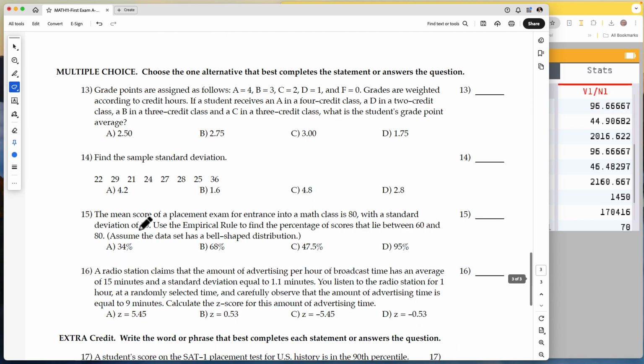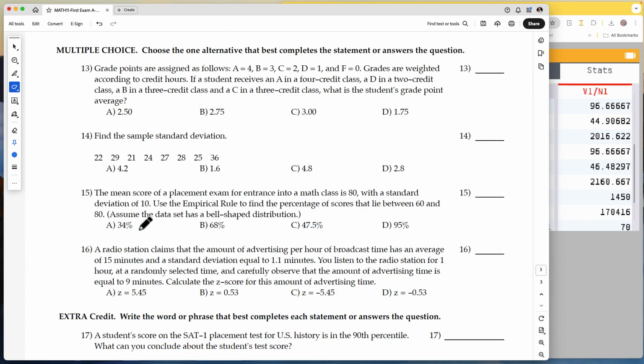Okay, let's go for 13. Grade points are assigned as follows. A is 4, 3, 2, 1, and so forth. Grades are weighted according to credit hours. If a student receives an A in a 4 credit class, a D in a 2 credit class, a B in a 3 credit class, a C in a 3 credit class, what is the student's grade point average?